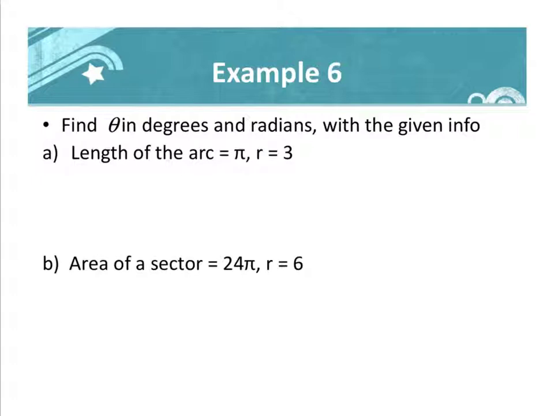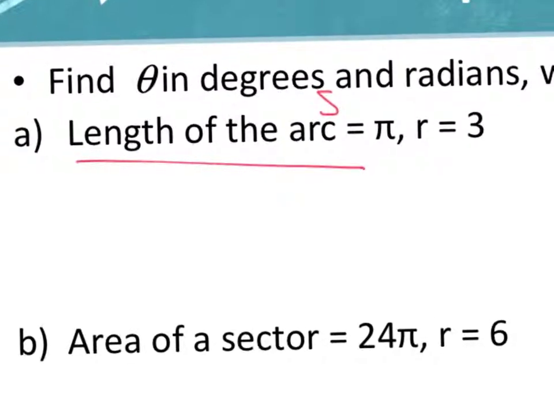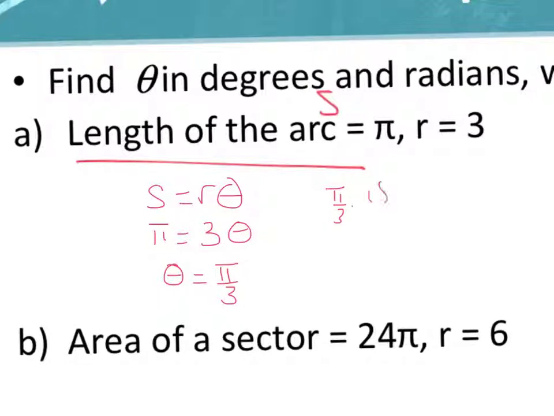Alright, let's take a look at this last example. We want to find theta in degrees and radians with the given information. Here we're given the arc length. Remember, that's S. And we're given r is equal to 3. So here I can manipulate my formula. S equals r theta. So let's start substituting. So pi equals r theta. Now I just have to divide both sides by 3. And I get pi over 3. I want to convert it, so I'm going to multiply pi over 3 times 180 over pi. This goes in here 60 times. That reduces, so that's equivalent to 60 degrees.